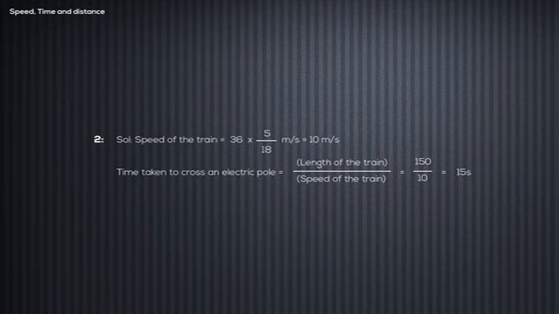A 150-meter long train is running at 36 km per hour. In how much time will it cross an electric pole? Solution: The speed of the train can be calculated to be 10 meters per second by using the relationship between train and electric pole. And the time taken by the train to cross the electric pole is derived to be 15 seconds.